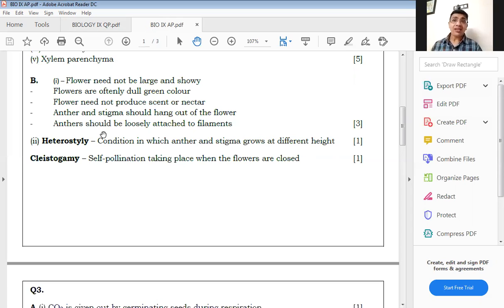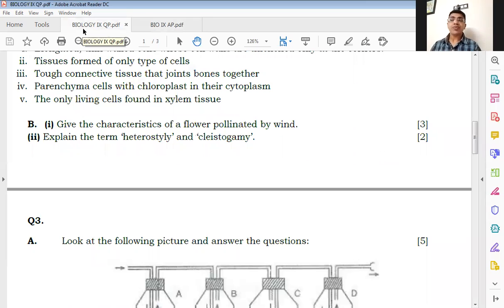Next, anther and stigma should hang out of the flower, because if they are inside the flower, like suppose this is the anther and stigma, it is inside the petal portion, wind won't be able to take this properly, so it has to be above that, so it is hanging out of the flower. And the last point is anthers should be loosely attached to the filaments so that with a blow of wind they can be easily carried away, right? So yeah, these are the characteristic features of flowers which will reproduce by wind pollination, right?